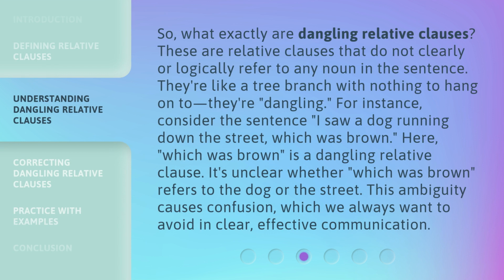So, what exactly are dangling relative clauses? These are relative clauses that do not clearly or logically refer to any noun in the sentence. They're like a tree branch with nothing to hang on to. They're dangling. For instance, consider the sentence, "I saw a dog running down the street, which was brown." Here, "which was brown" is a dangling relative clause. It's unclear whether "which was brown" refers to the dog or the street. This ambiguity causes confusion, which we always want to avoid in clear, effective communication.